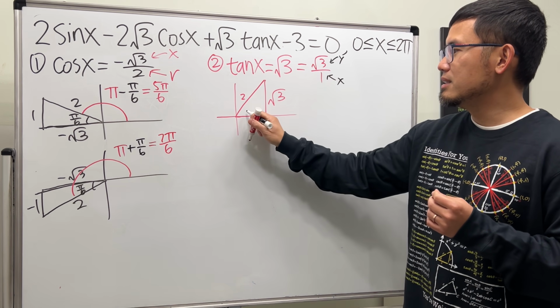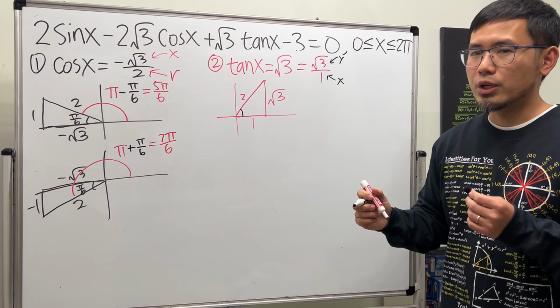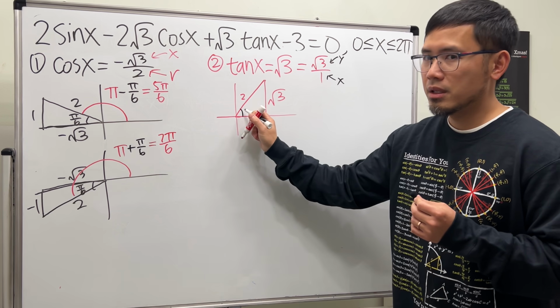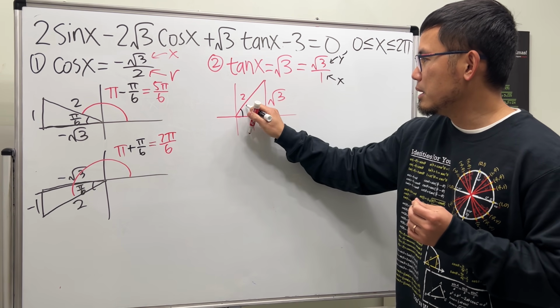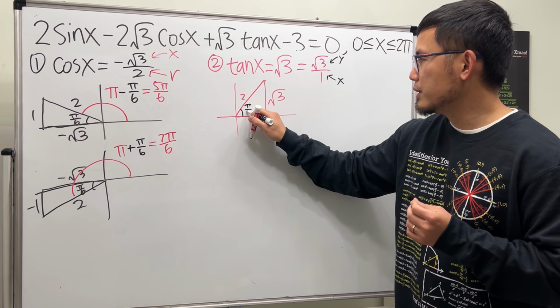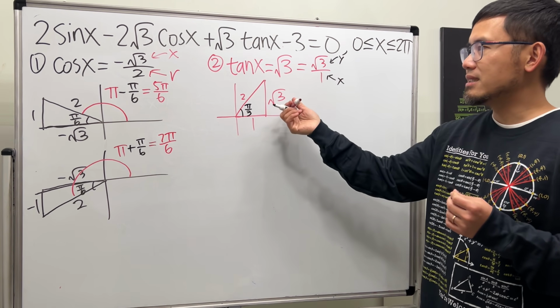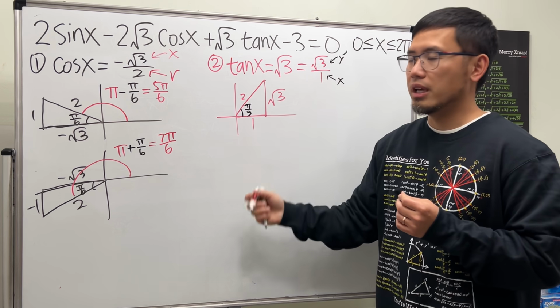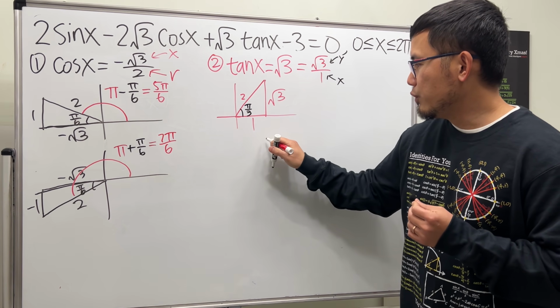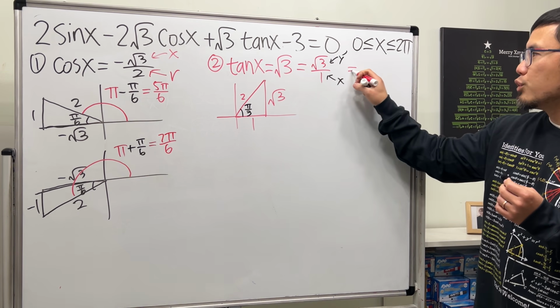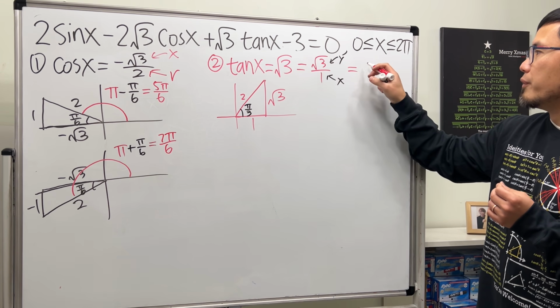And again, this is going to be a 30, 60, 90 special right triangle with this angle being 60 degrees because this side is square root of 3. So that will be pi over 3. And in fact, that's the answer because that's exactly how we measure the angle, right? Perfect.